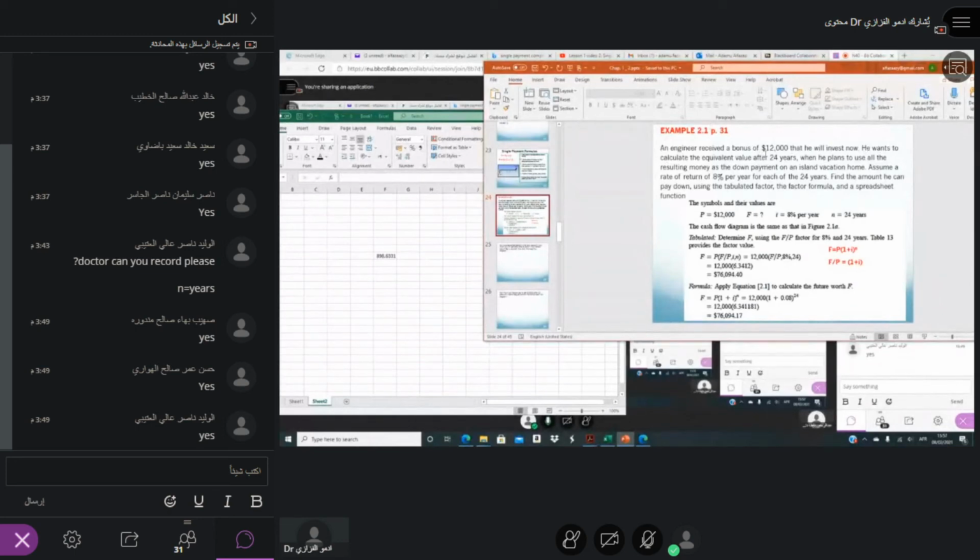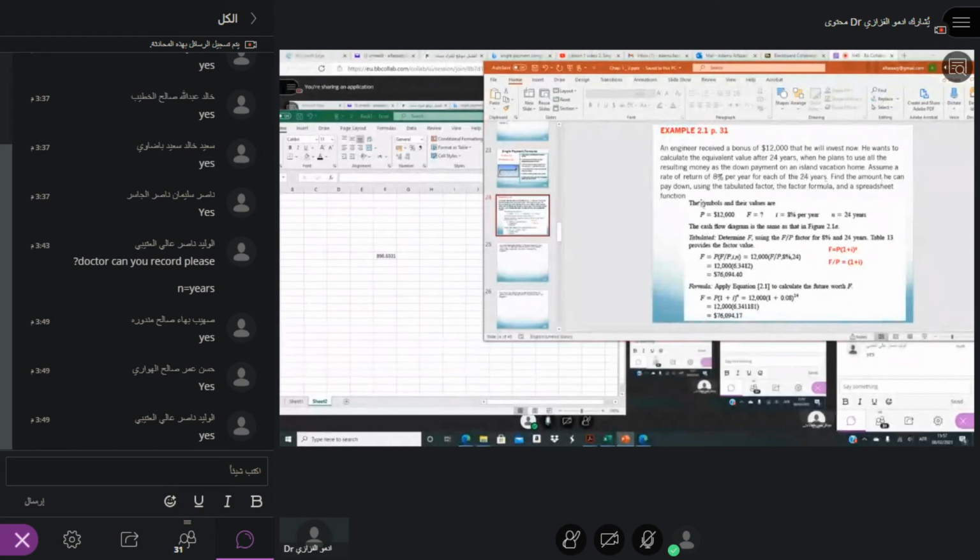He wants to calculate the equivalent value after 24 years. So now he wants to calculate F, that is the total amount it will be after 24 years, that is N will be equal to 24. When he plans to sell all the resulting money as the down payment on the island vacation home, assume the rate of return of 8% per year for each of the 24 years. Okay, so the interest is 8%.